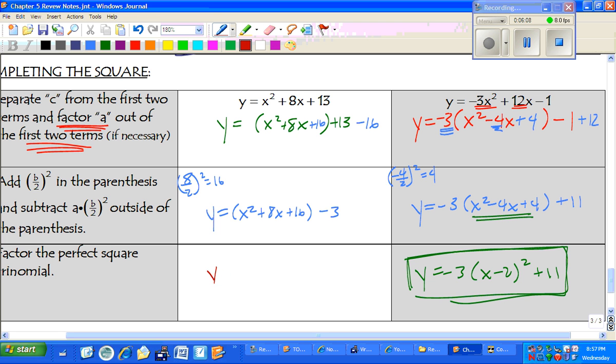And last, we can go ahead and factor that. So this becomes a perfect square trinomial. So we can factor it into x plus half of this, 4, squared, right? Because 4 times 4 gives us 16, and 4 plus 4 gives us 8.